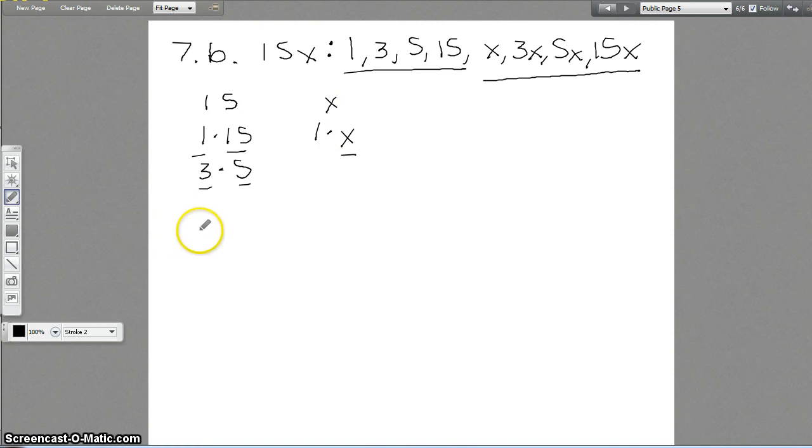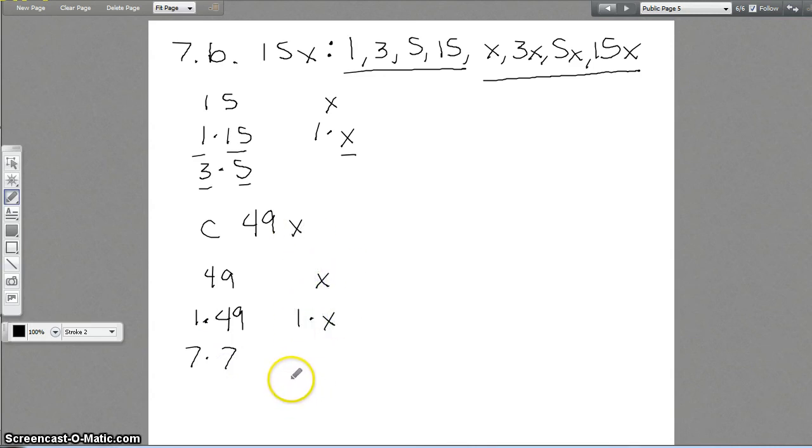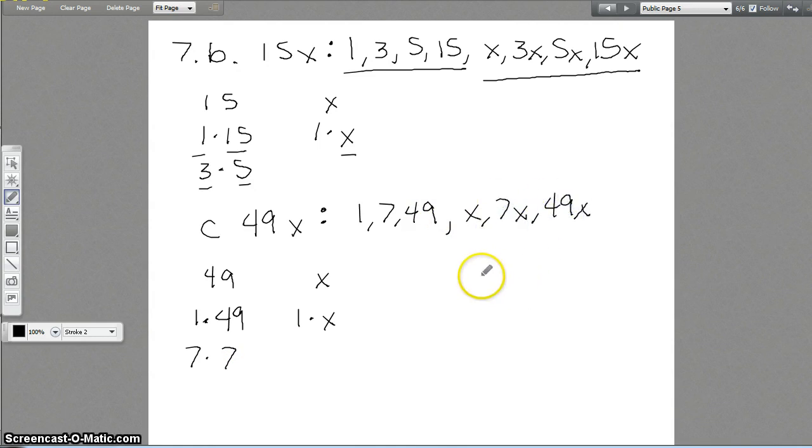So the next one we're going to look at is part C, which is 49x. So if we break down 49, that can be written as 1 times 49, or it can be written as 7 times 7. When we look at x, x can be written just as 1 times x. So we're going to take all the factors of 49 and all the factors of x. So the factors of 49x, we have 1, 7, and 49, because we would only list the 7 once. And then we have x, 7x, and 49x.